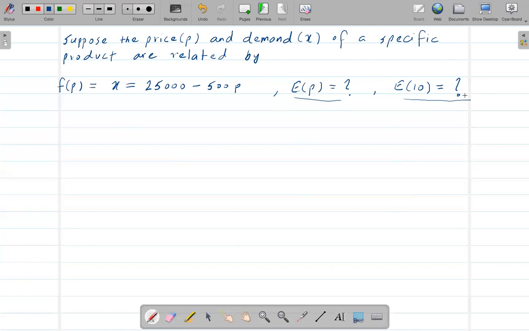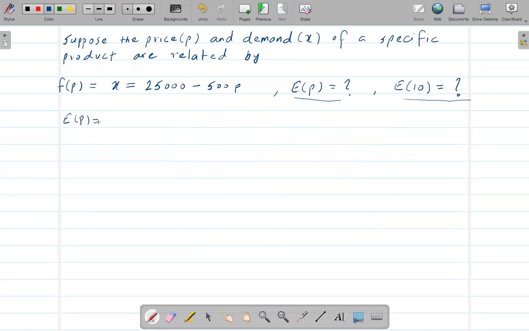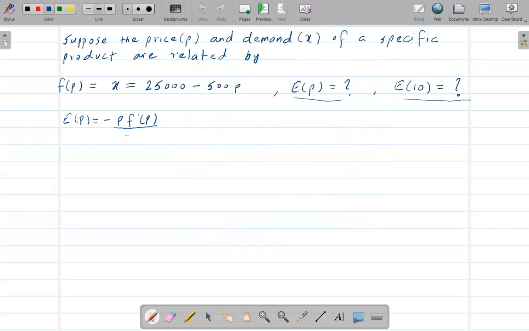Okay, so now let's start this. As we know, the elasticity formula that we derived from here is this one, right? So what we can say here is the elasticity. Let me just write that here again: negative P times F prime of P over just F of P, right?